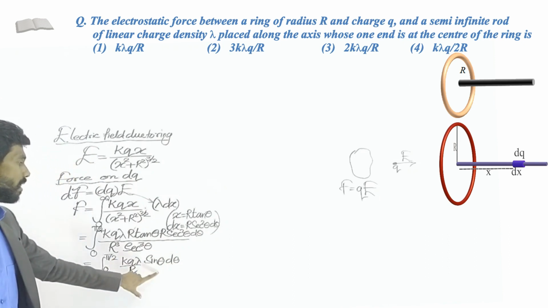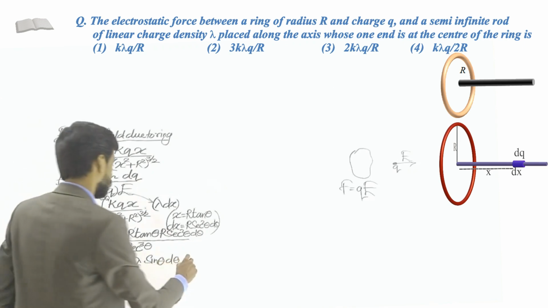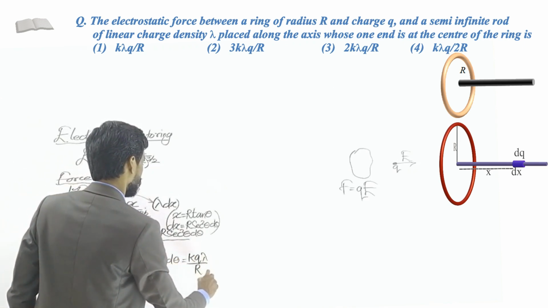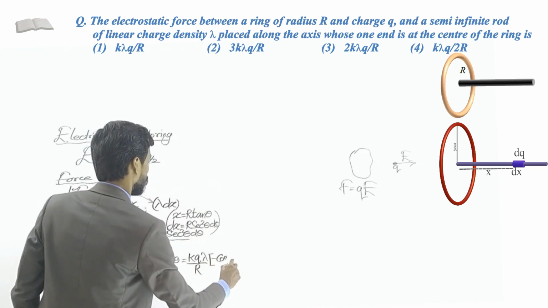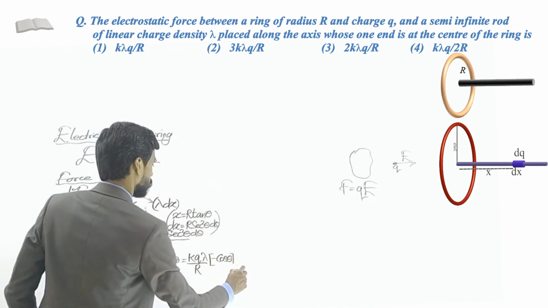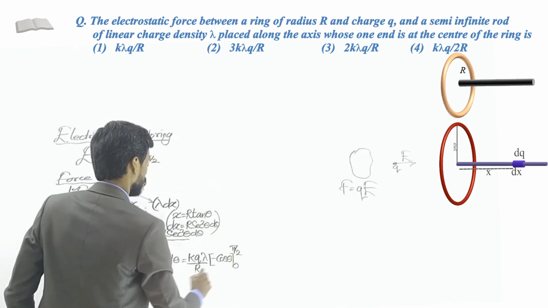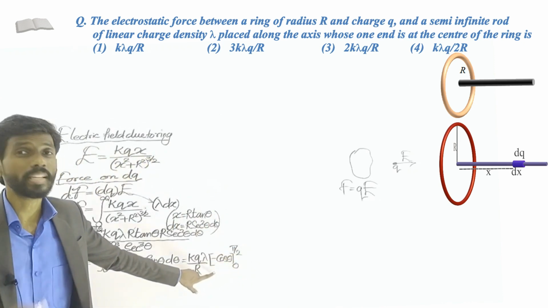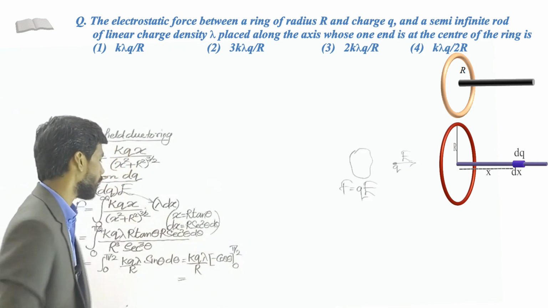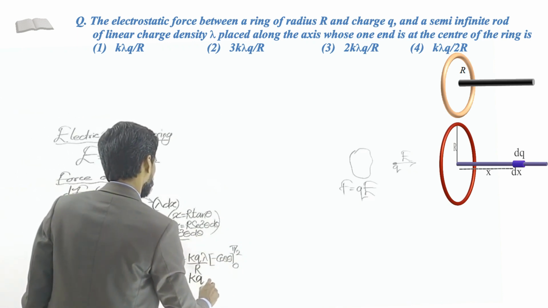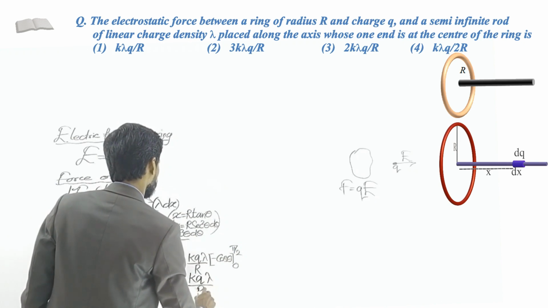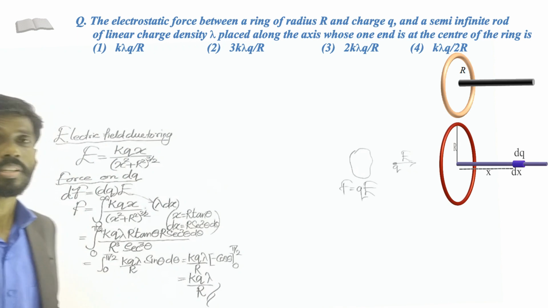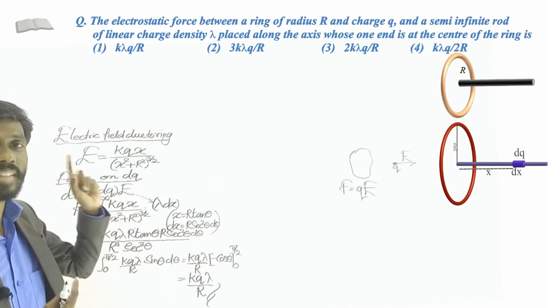Okay, so the integration of sin theta is what? That is minus cos theta. So this is simply k q lambda divided by r, and if you integrate it, it becomes minus cos theta from 0 to pi by 2. So yes, substitute the upper limit: cos 90 is 0. Now cos 0 is 1. So that means k q lambda divided by r. So that's all. This is the required force due to that ring on that entire rod.